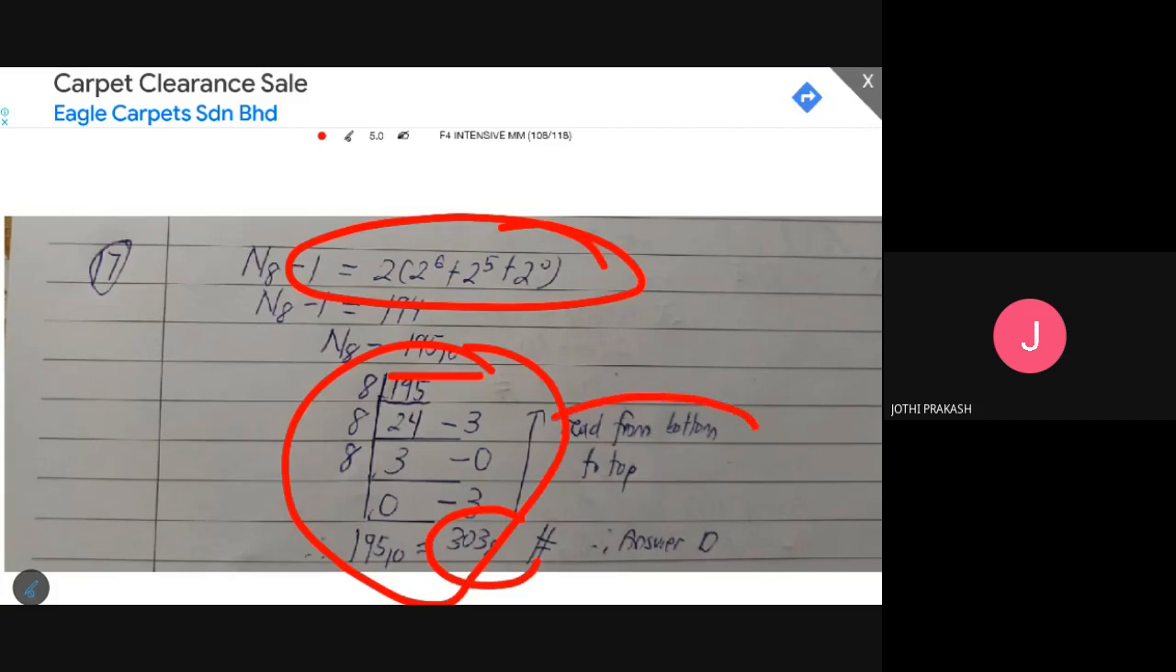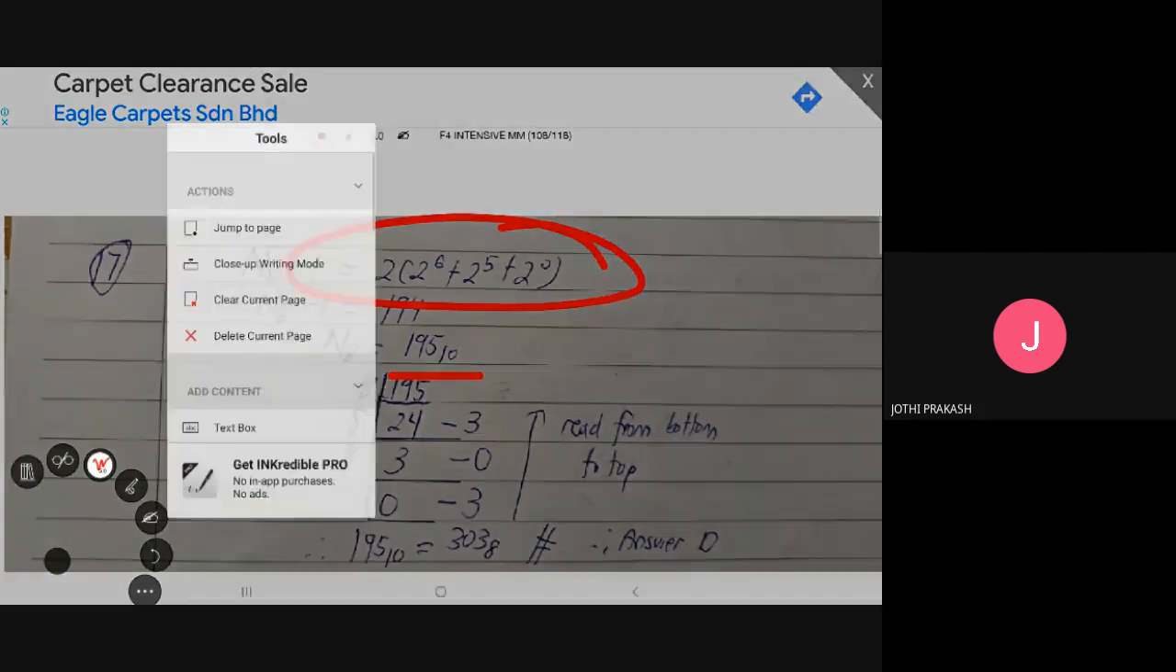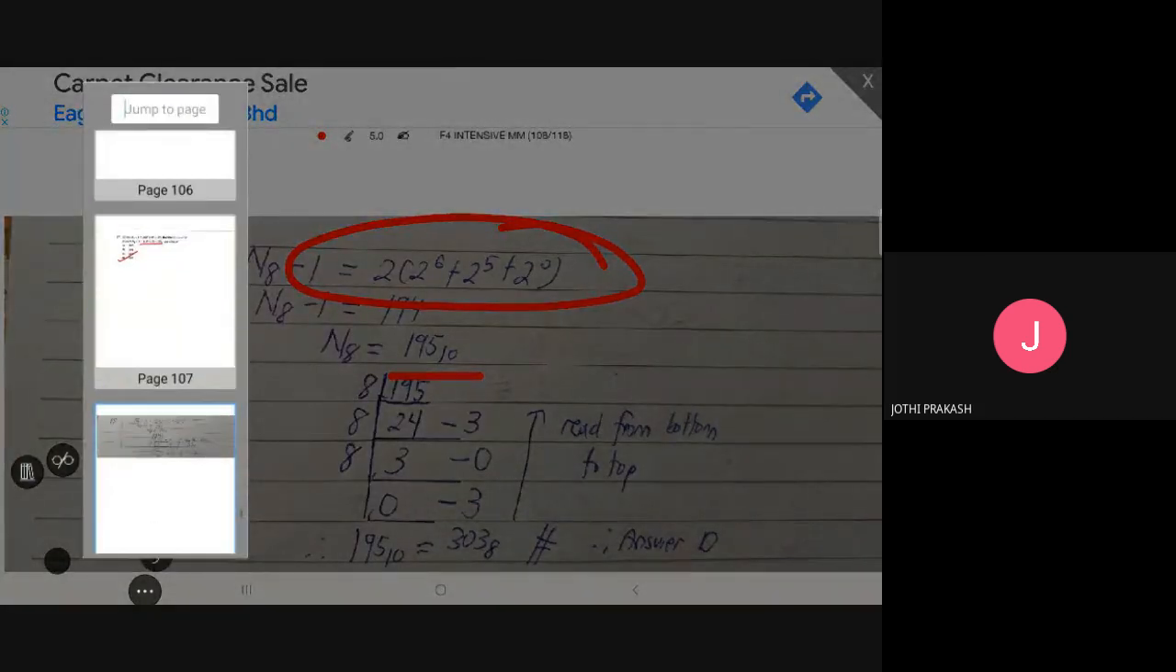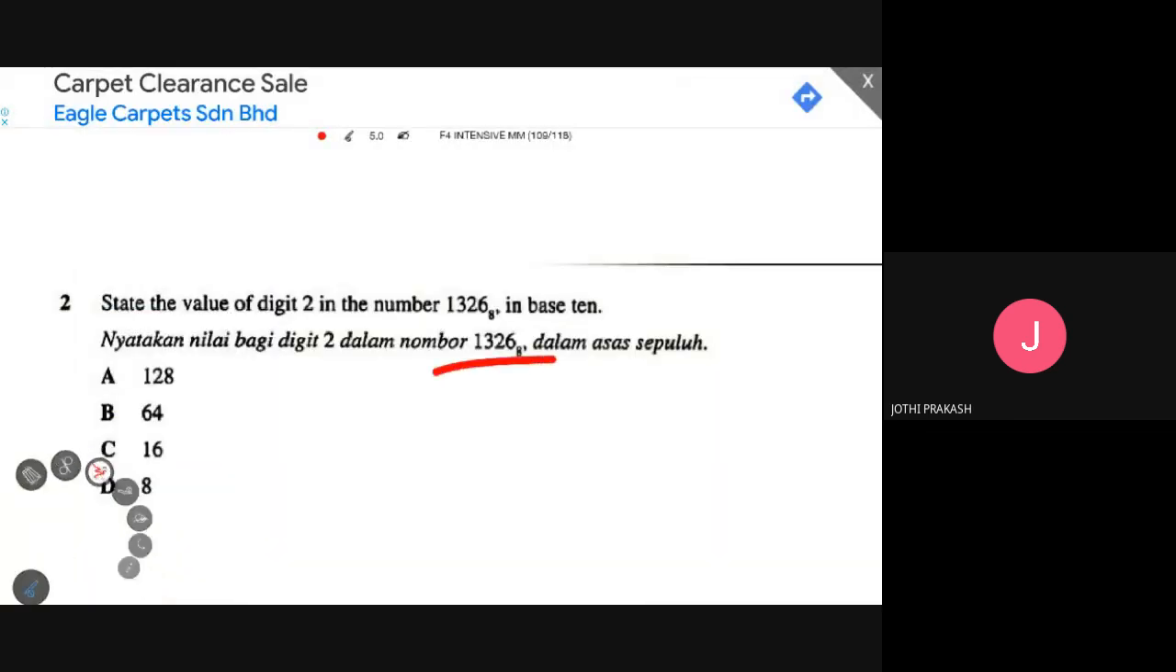So again, remember, read from bottom to top. Kena baca dari bawah ke atas. So you'll get 303 base 8. So your answer you should get is D. Okay, so this one I feel is quite okay still, not that difficult. So next one. Okay, this one, same type of question.